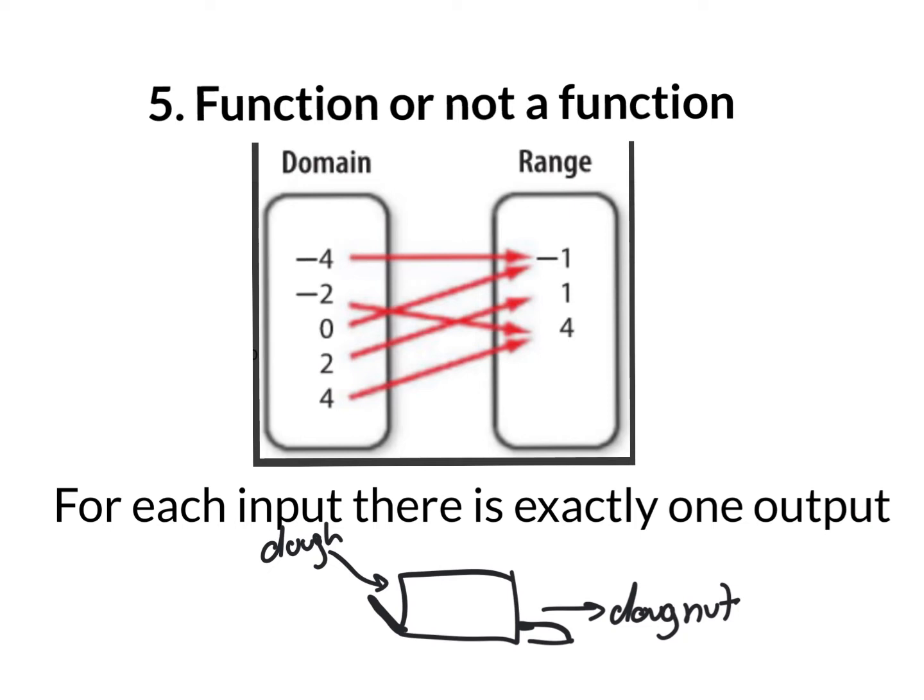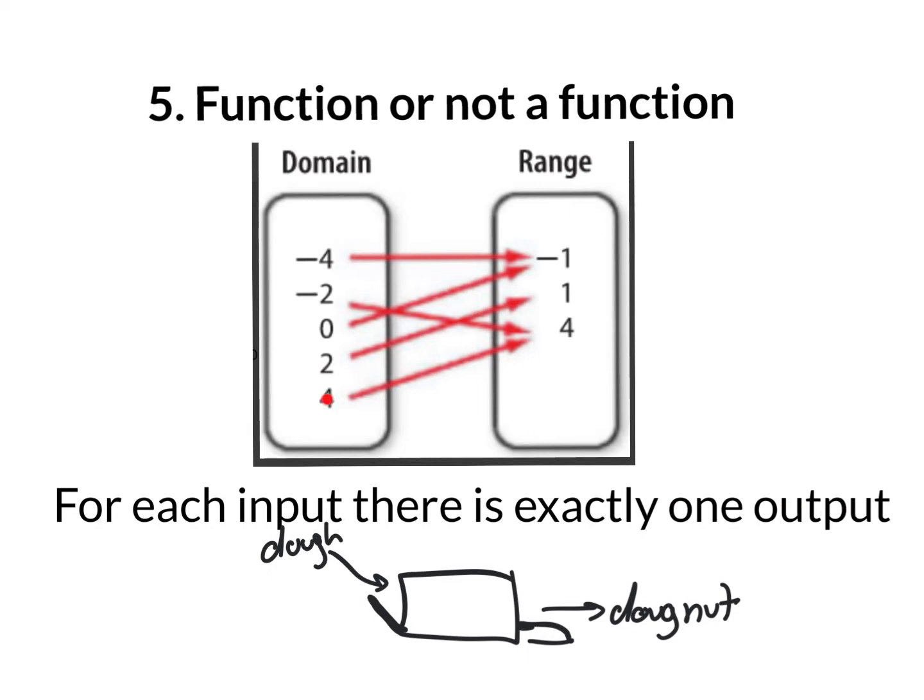Now, if for some reason you plug in the 4 and it gives you a 4, but then you plug in the 4 again and it gives you a 5, then that would no longer be a function. That machine is broken. So you would say not a function if that were the case, but obviously that's not the case. Let me erase it, okay? So right here for each input, there's exactly one output.